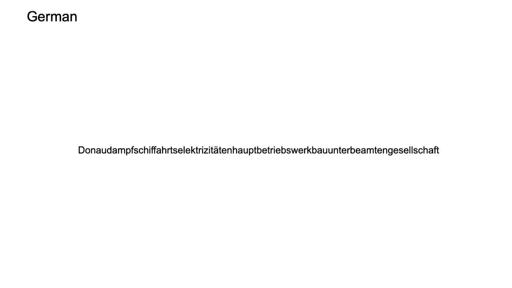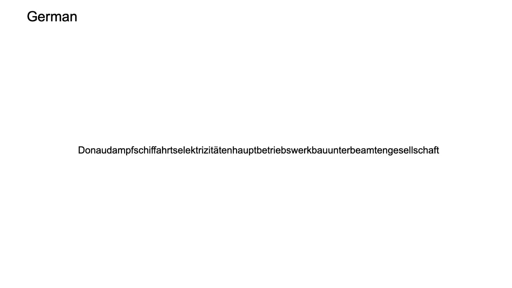So this is Donaudampfschifffahrt, Elektrizitäten, Hauptbetriebswerk, Bau, Unterbeamtengesellschaft. I think that's the Guinness World Record for the longest word in German. I think it has roughly 80 letters in there. Who knew that word? It's kind of famous, right? And now go tokenize that, right?